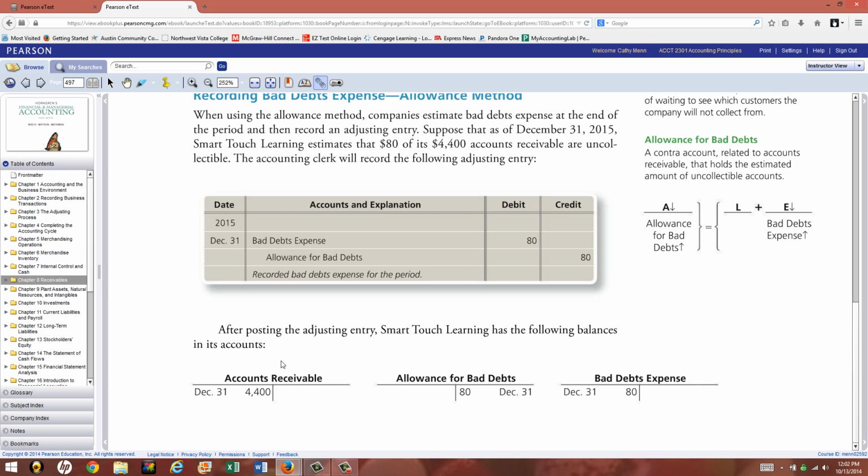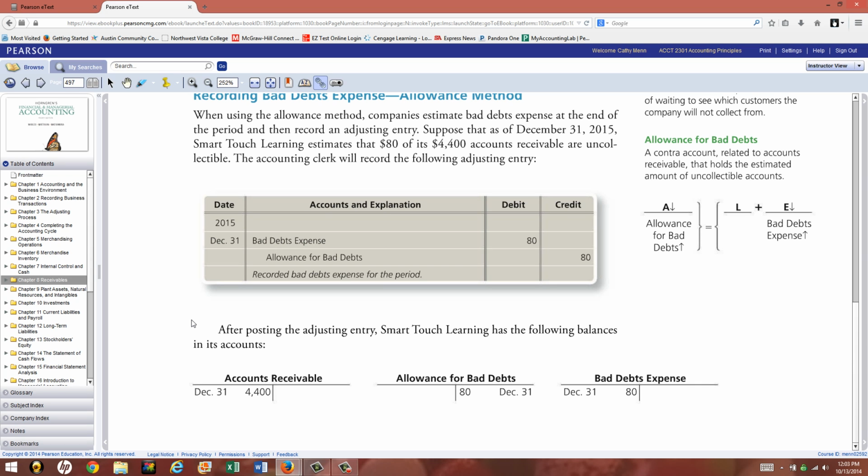Looking at these two T accounts at the bottom of page 497, if you were asked what the net accounts receivable is, you're going to subtract this allowance credit from this accounts receivable debit balance. And so your net accounts receivable would be $4,320, the difference between the two. And I want you to understand that.